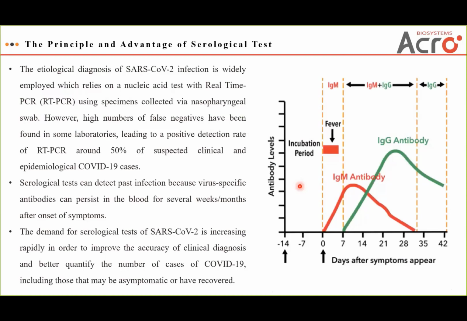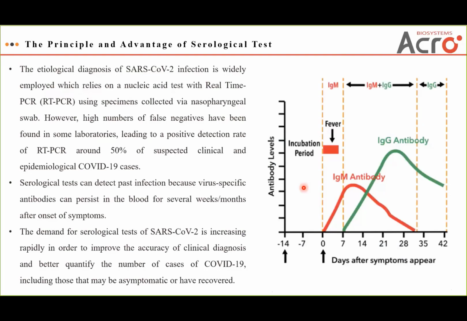The etiological diagnosis of SARS-CoV-2 infection is regarded as the gold standard for diagnosis, and nucleic acid testing with real-time PCR has been widely employed. However, high numbers of false negatives have been found in some laboratories, leading to a positive detection rate of RT-PCR of around 50% of suspected clinical epidemiological COVID-19 cases. In addition, the nucleic acid test is operator-restricted, time-consuming, prone to contamination, and expensive.